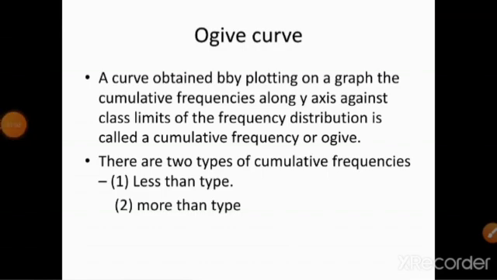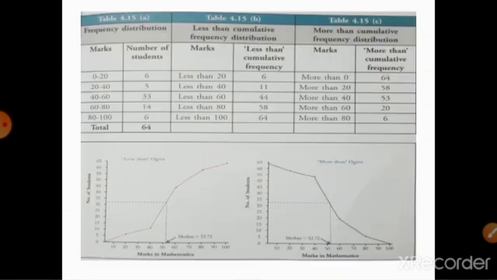The next one is the Ogive curve. The Ogive curve is obtained by plotting points on the graph, with the cumulative frequencies on the y-axis and the class limits on the x-axis. By using the class limits and the cumulative frequencies, the Ogive curve will be formed. The Ogive curve is also called a cumulative frequency curve. It has two types, the less than type and the more than type. Here we can see what the less than type and more than type are.